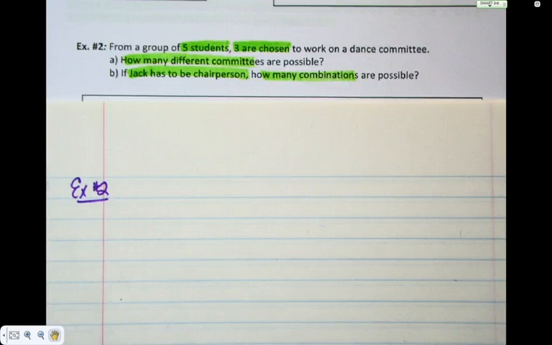I'm going to say that again in case you want to write that down. If you're picking general committee members, it's going to be a combination. General committee members, combination. Specific positions, permutation.